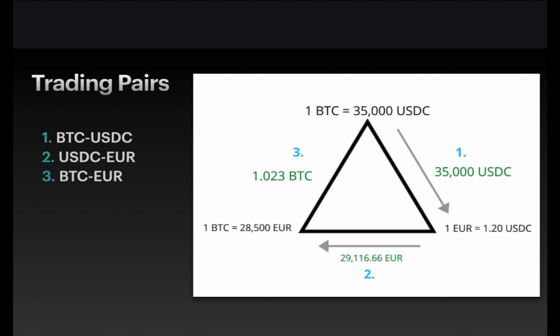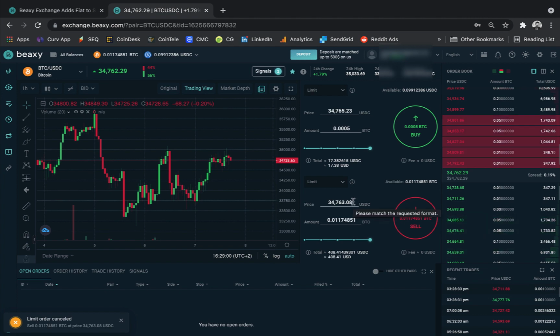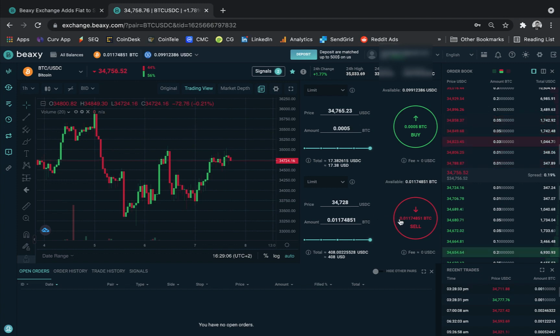In this case, I'm going to show you a manual trading strategy for triangular arbitrage just to show you how the flow would go. So if you notice, we're starting off with the BTC USDC pair. I'm setting a sell limit order to sell all my Bitcoin into USDC.